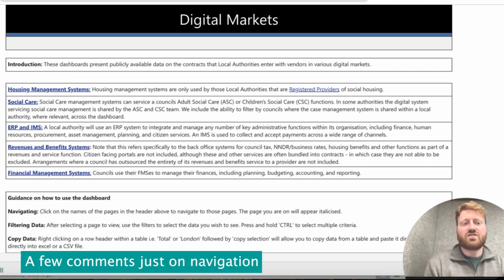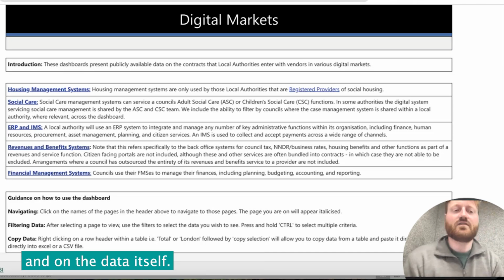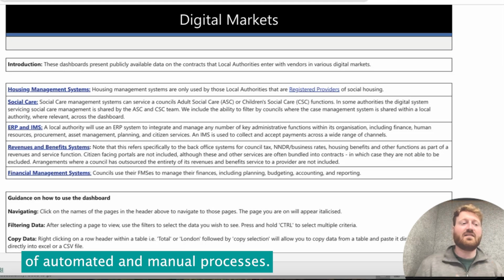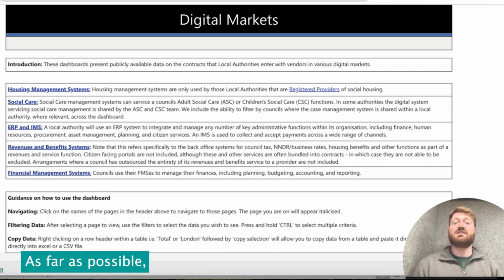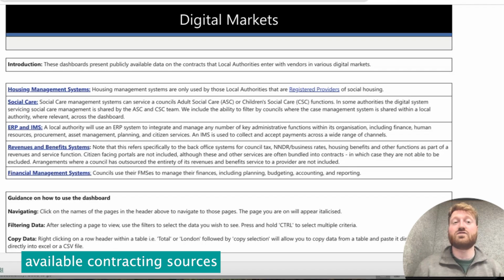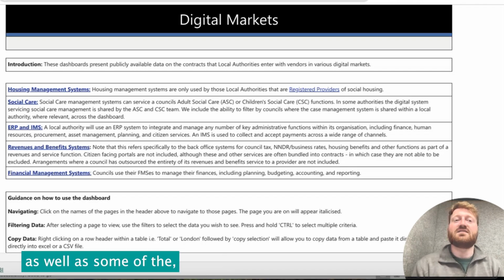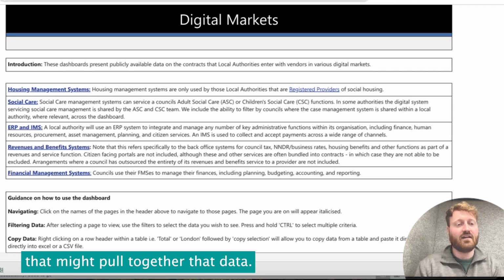A few comments just on navigation and on the data itself. So the data here was collected through a combination of automated and manual processes. As far as possible, we try to get data from publicly available contracting sources like Contracts Finder or Find a Tender service, as well as some of the contract data aggregators that might pull together that data.